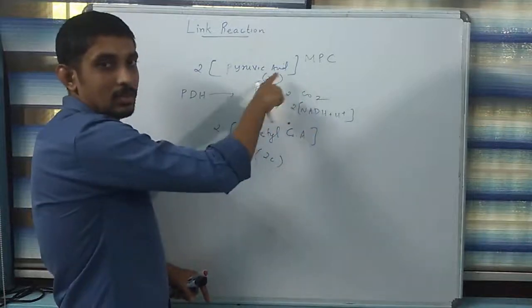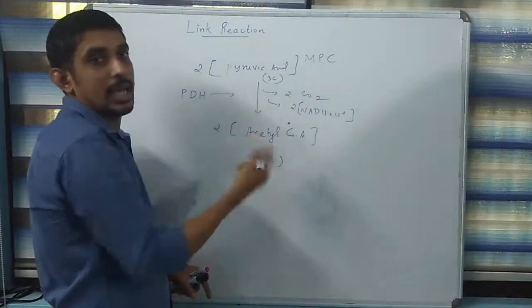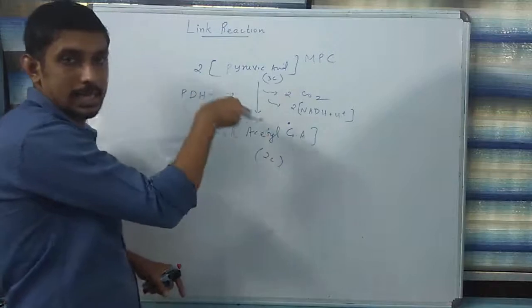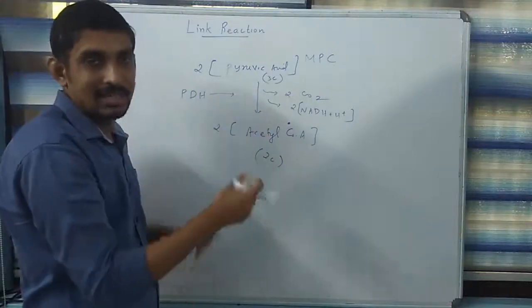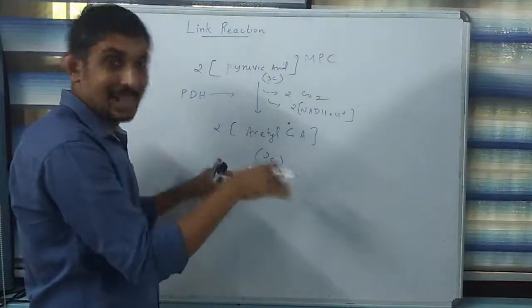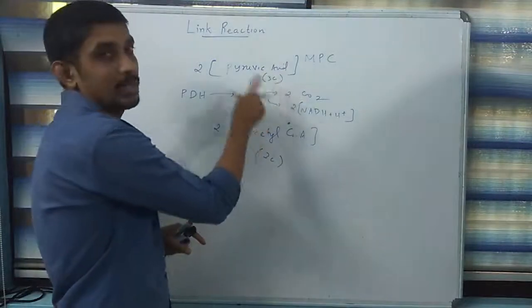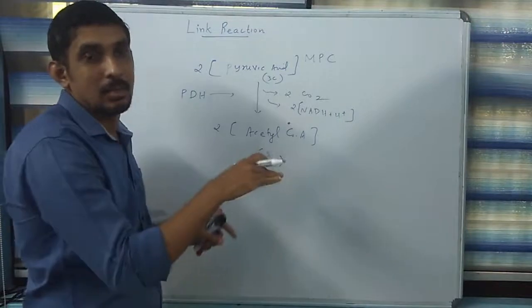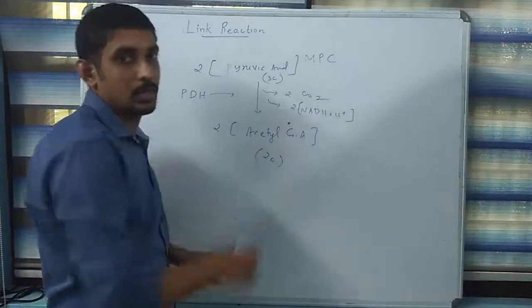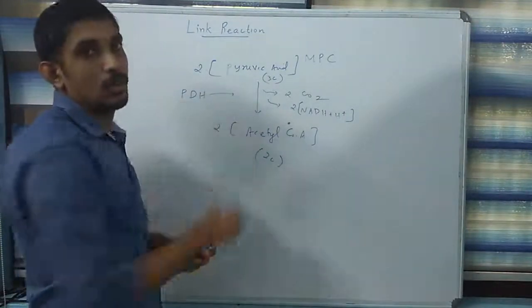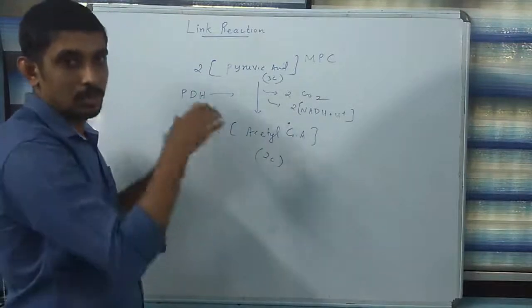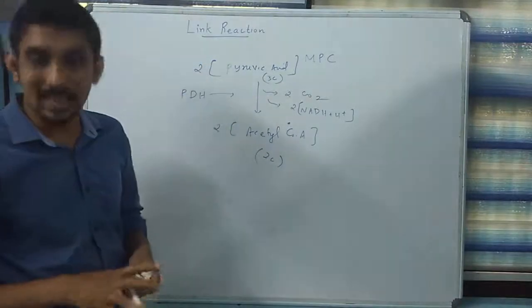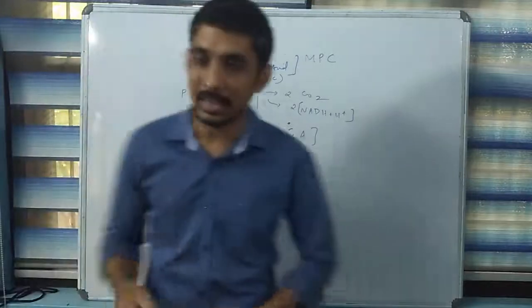That reaction is called link reaction. Hence, we use the name link reaction. That is a reaction which connects the glycolytic product, that is pyruvic acid, to the Krebs cycle. That is the major step of aerobic respiration. So due to that reason, we call this process link reaction. That is about the link reaction.